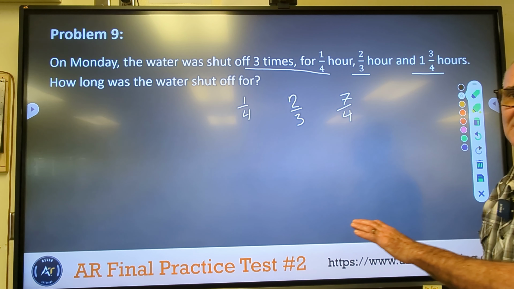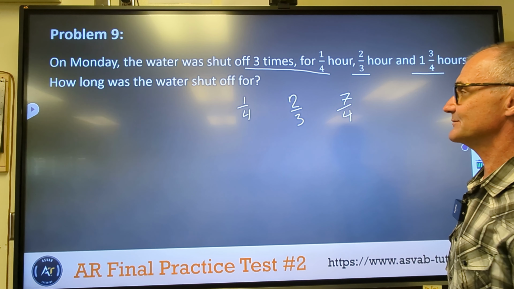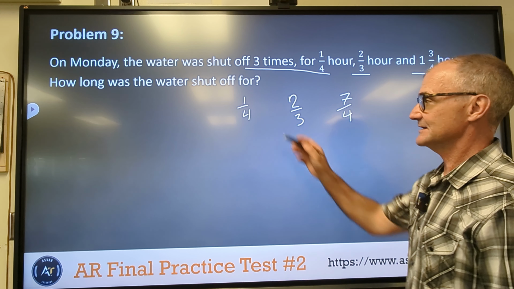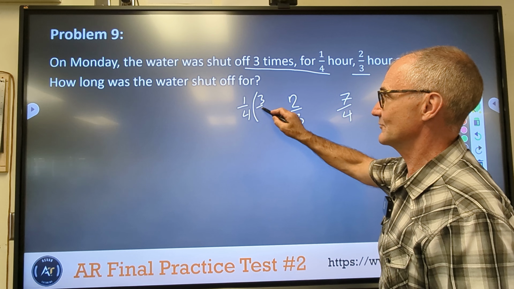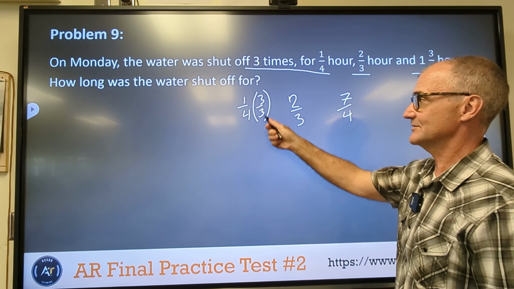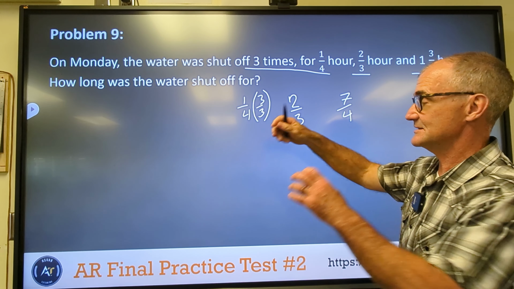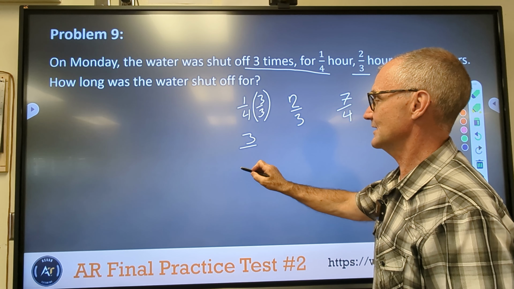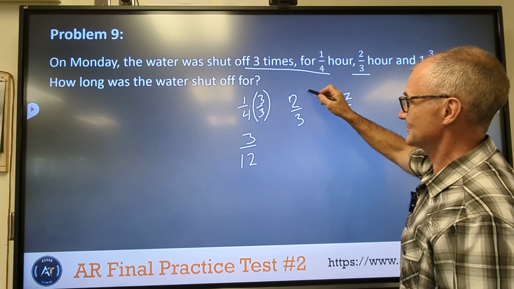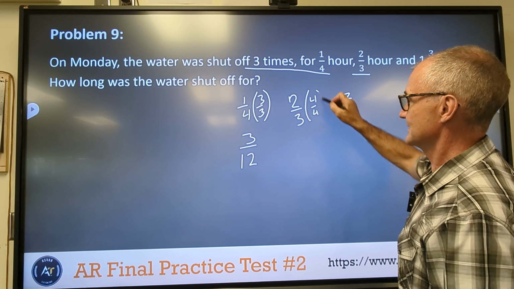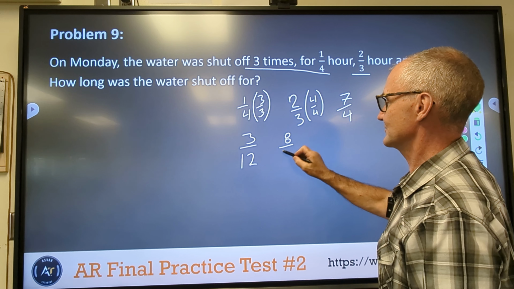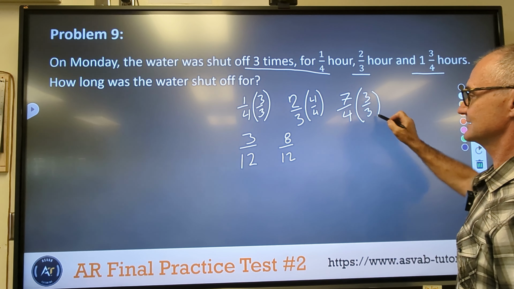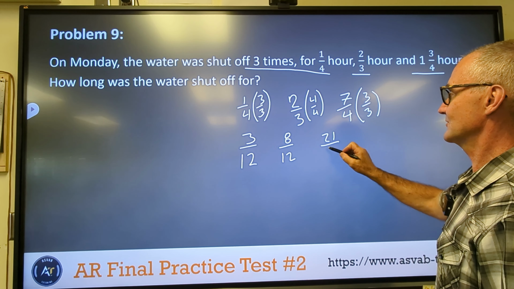To add fractions, I need a common denominator. That common denominator is going to be 12. It's the number that those numbers will go into. To get this to a 12, I multiply by 1 so as not to affect the value. Right? 3 over 3 is the equivalent of 1. That's going to give me 3 over 12. This I have to multiply by 4 over 4. That's going to give me 8 over 12. And this one I'm going to have to multiply by 3 over 3 to give me 21 over 12.